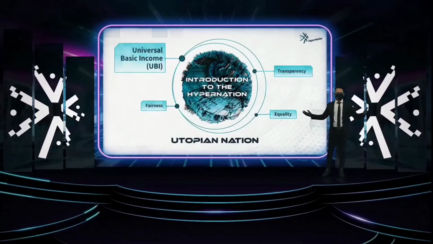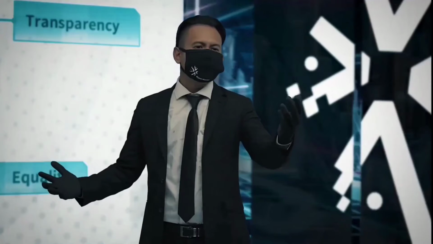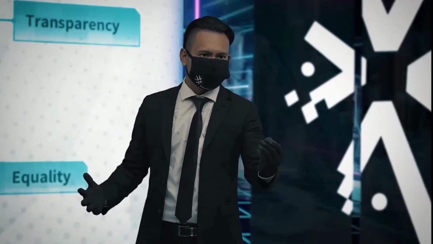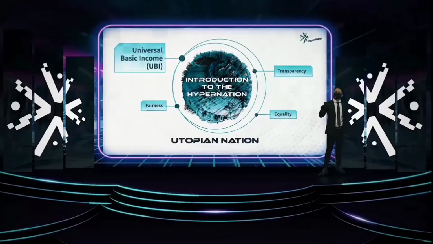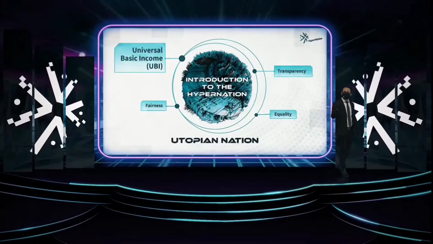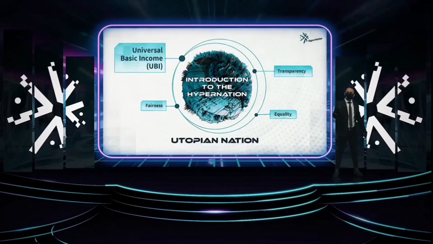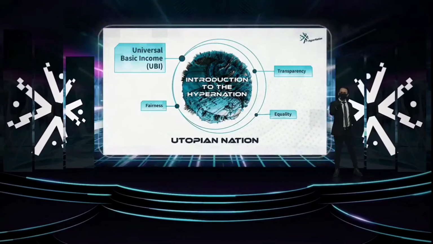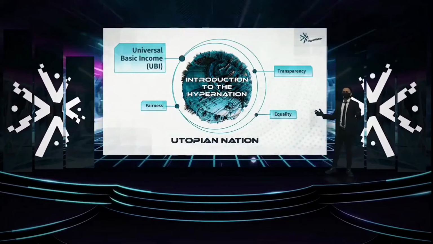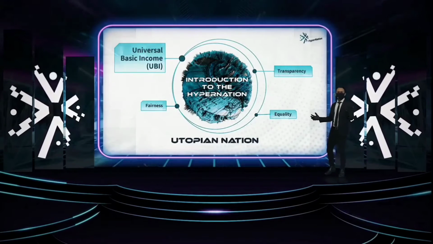HyperNation serves as a unique community that propagates all values of a utopian nation. Our economic consensus is based on universal basic income, which focuses on transparency, fairness, and equality that can shelter you from the ignorance and violence that we face in our daily lives.